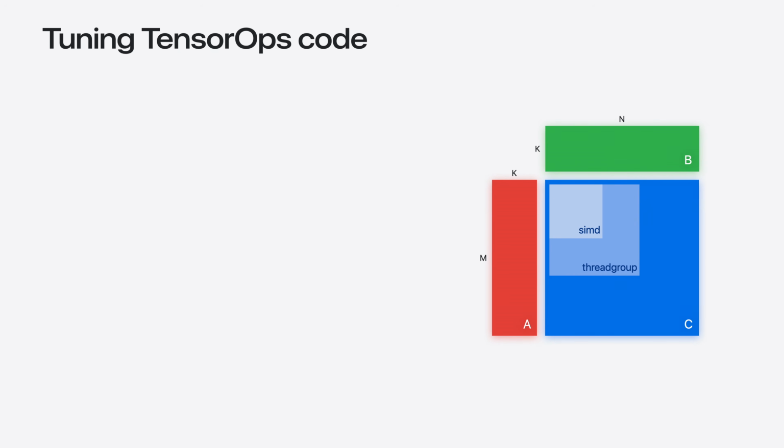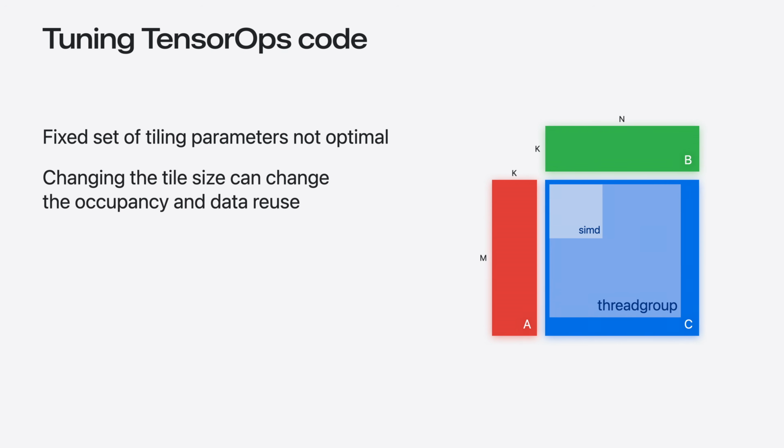But if you really want to squeeze every last bit of performance out of the neural accelerators, there are some important optimizations to consider. Let's walk through the main ones. The first optimization involves tile sizes. A fixed tile size won't be optimal for all input shapes. The performance characteristics shift depending on your matrix dimensions. Increasing the tile size in the M and N directions allows better data reuse among SIMD groups within the thread group. This means less redundant loading from memory.